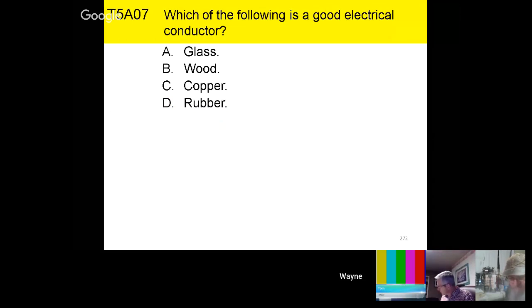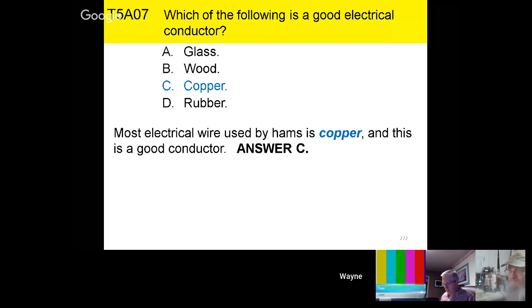All right, here is something that's interesting. So, which of the following is a good electrical conductor? In other words, which of these actually conducts your electron flow as efficiently as possible? When you look at glass, you can't really think that glass is going to conduct very well. Wood isn't going to conduct very well, maybe if it's wet. And rubber is definitely an insulator of some sort. So your correct answer here is C, copper. Most of your electrical wiring is copper anyway. You might have some aluminum wiring, but copper is a good conductor of electrical flow, electron flow.